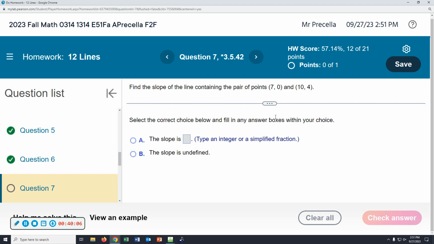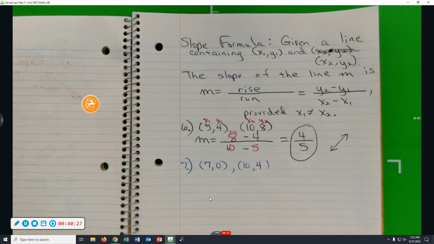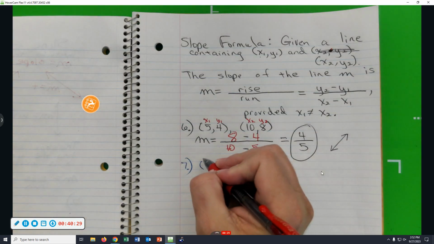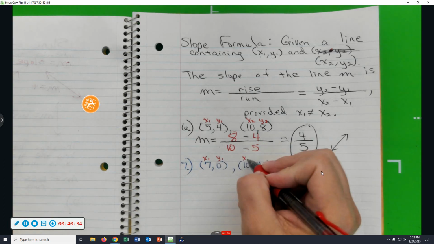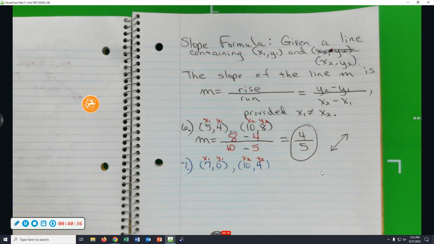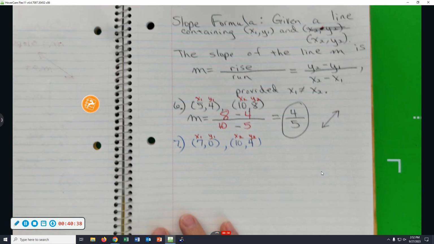Let me write down number 7. It's another one: just find the slope of the line containing the pair of points 7, 0 and 10, 4. So, identify your x1, y1, x2, y2. Got it there.